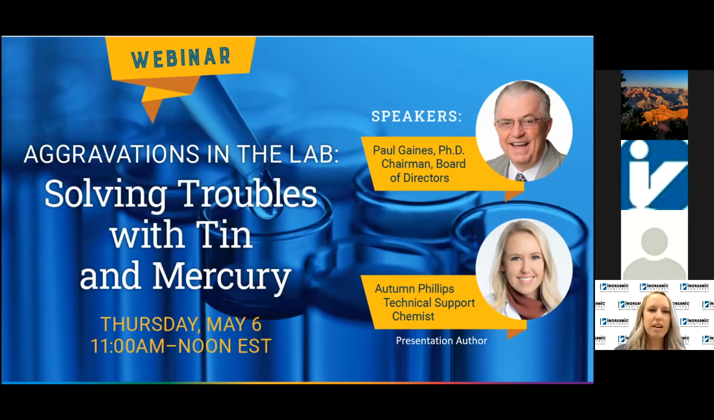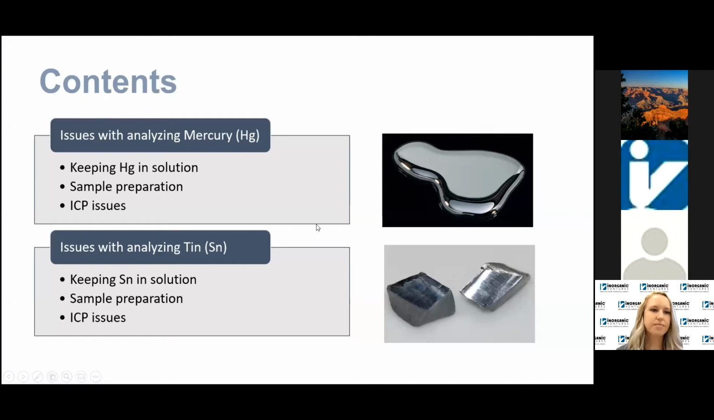And today, Paul and I are just going to be discussing some of the main issues we see with analyzing tin and mercury via ICP. So we're going to start off with mercury. We're going to go through a little bit about the different forms of mercury in solution and how to keep it in the correct form. Then we're going to go through some sample prep for different types of samples. And then we're going to go through particularly ICP issues. And then we're going to do the same thing for tin.